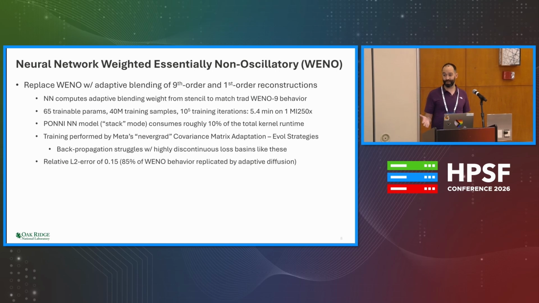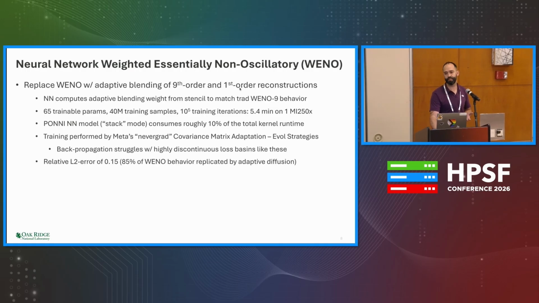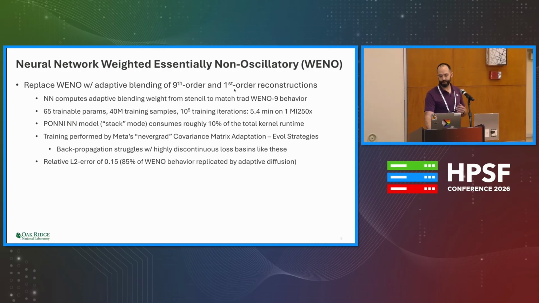One of the test cases I've looked at here is weighted essentially non-oscillatory limiting. I don't have time to describe that if you're not familiar with it, but you're just combining multiple polynomials to make things less wiggly is the ultimate goal. And so I wanted to simplify this to just take a 9th order and a 1st order reconstruction and combine the two with a weight that's adaptive to the stencil. The neural network then uses that stencil to create what that blending weight is going to be.